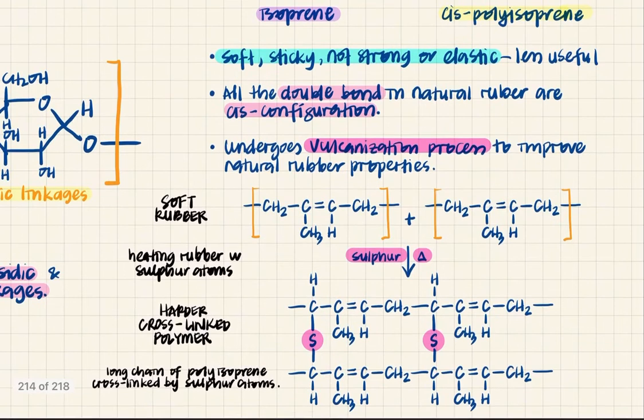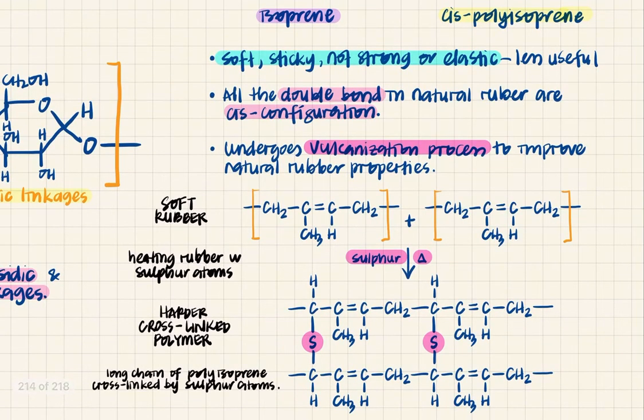So your natural rubber, how do we make it useful? It can undergo the vulcanization process. So the vulcanization process is when you heat your natural rubber with sulfur. Okay, so let's say we have soft rubber here, meaning our natural rubber. Okay, this is our natural rubber. We polymerize it, heat the rubber with sulfur atoms.